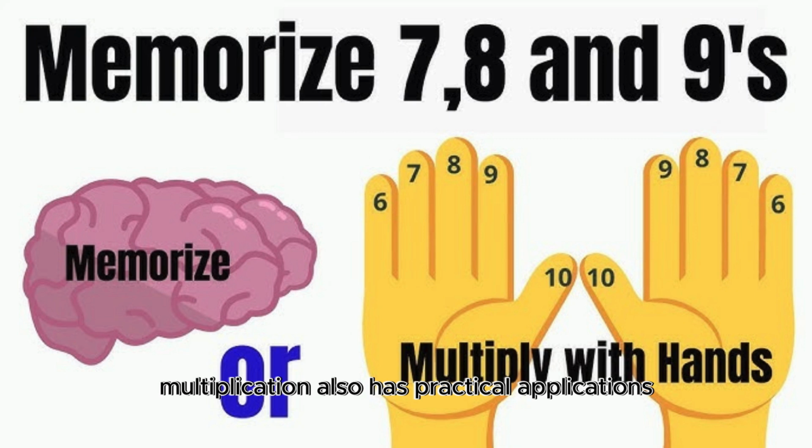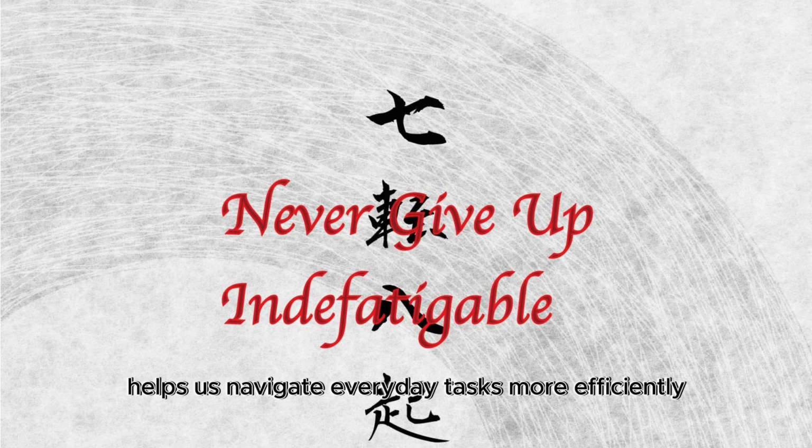Multiplication also has practical applications everywhere in life. From calculating the total cost of multiple items to figuring out quantities in recipes, knowing that 7 times 8 equals 56 helps us navigate everyday tasks more efficiently.